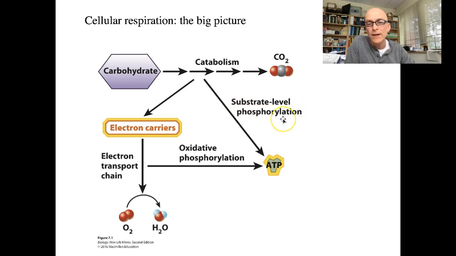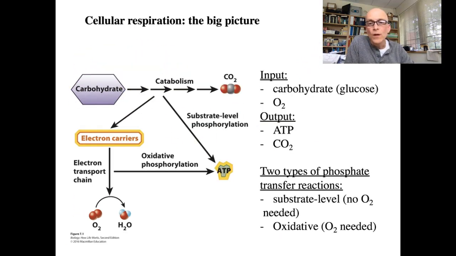We'll come back to that at the very end of the next lecture, not this time. So all of that together gives you the big picture of cellular respiration, what we start with and what we make. What you should remember is that the input here is glucose or carbohydrate and oxygen, the output is ATP and carbon dioxide, and that there are two types of transfer reactions referred to as substrate level or oxidative phosphorylation. Oxidative phosphorylation requires oxygen. The substrate level does not require oxygen.